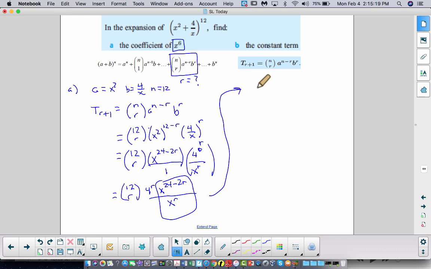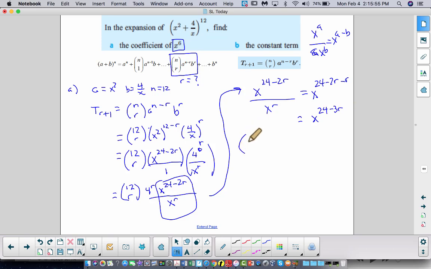Well, let's think about x to the 24 minus 2r over x to the r. Isn't that equal to x to 24 minus 2r minus r? Remember, x to the a over x to the b is equal to x to the a minus b. So I'm just taking exponent minus exponent. So that equals x to the 24 minus 3r. And if I stick all that back in here, I have the term 12 choose r times 4 to the r times x to the 24 minus 3r. So this is just kind of scrap work for simplifying this part of the term, just the terms involving the x's.